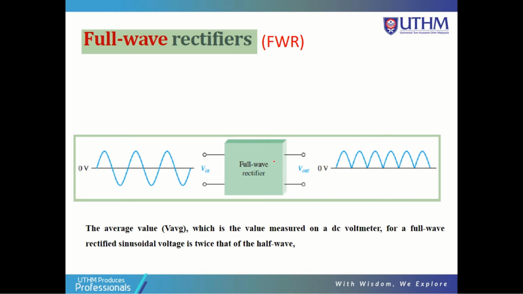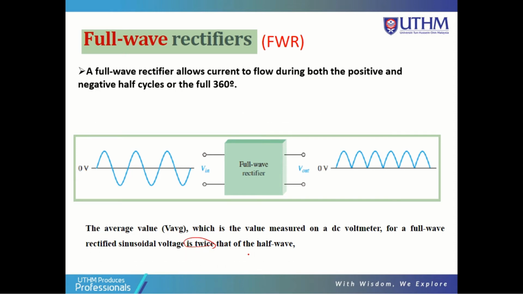Full wave rectifier, semua wave ni akan convert jadi DC. Akan jadi positive part. Yang bawah ni dia akan naik ke atas. Okay. The average value, which is the value measured on a DC voltmeter for a full wave rectifier sinusoidal voltage, is twice that of the half wave. 2 kali lah daripada half wave.